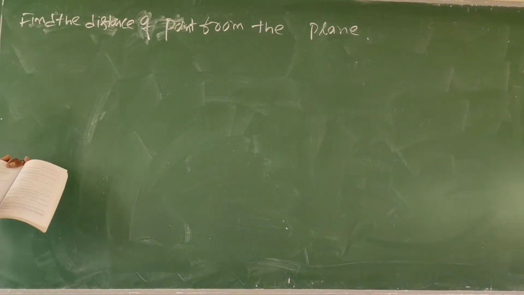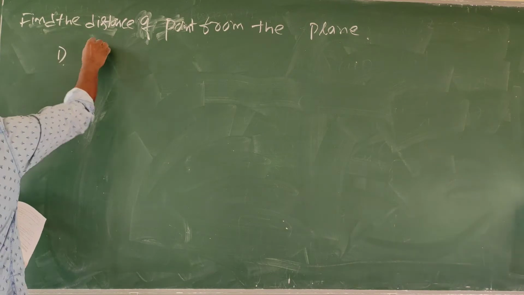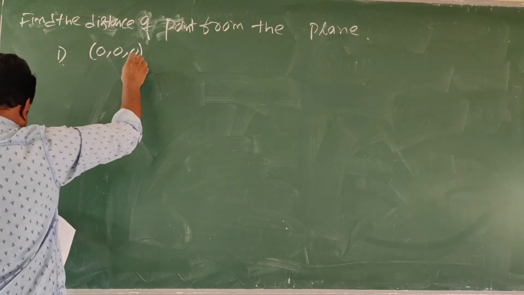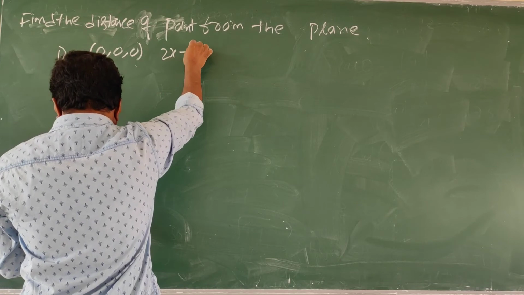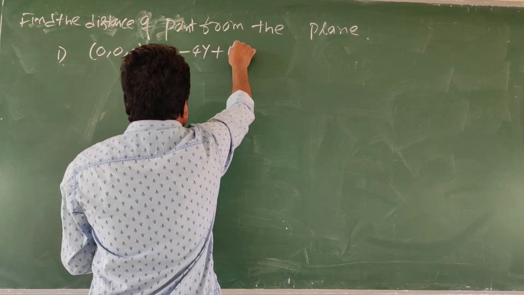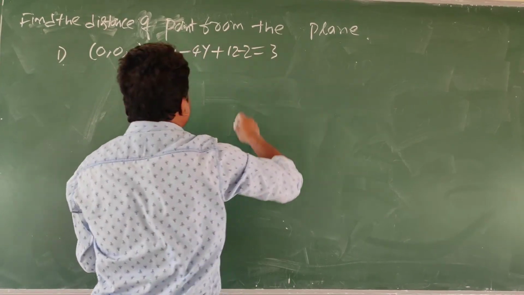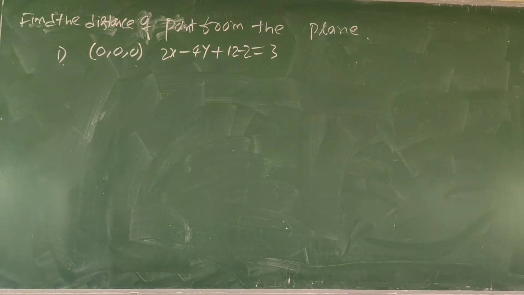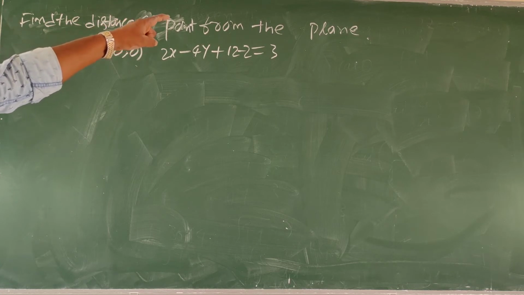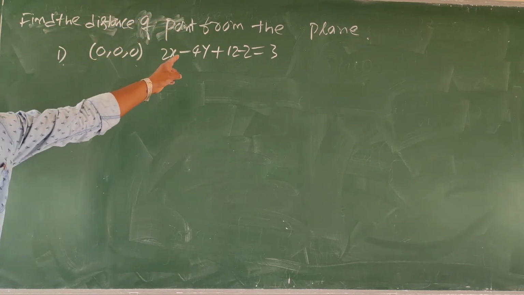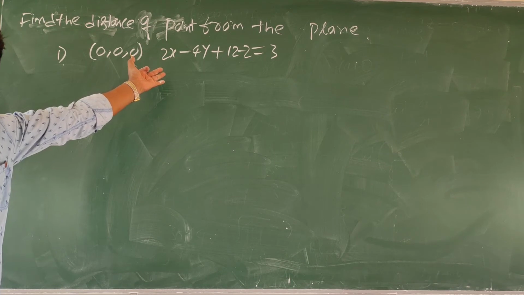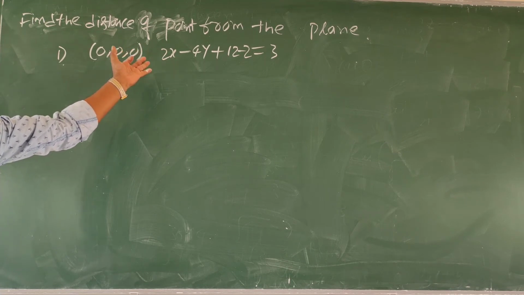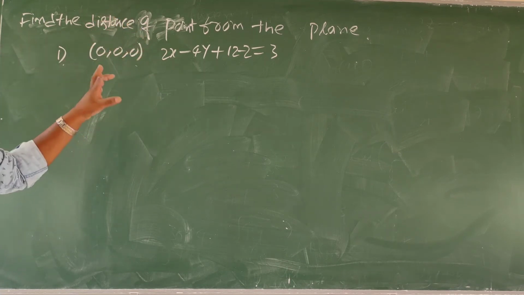First question is the point 0 0 0 and the plane 2x minus 4y plus 12z is equal to 3. Write what is asked in this question, students. Here it is asked to find the distance between the point and the plane. We already solved problems of this type. Let us repeat the same type of problems in this class also.